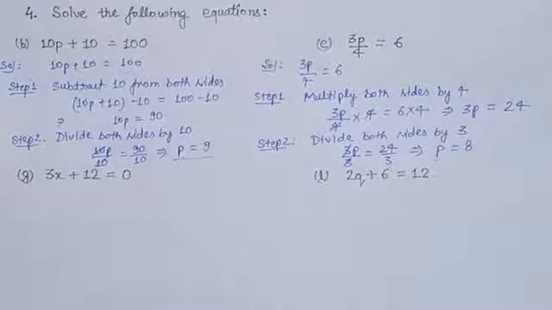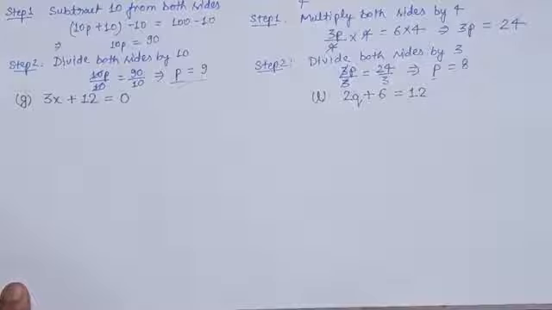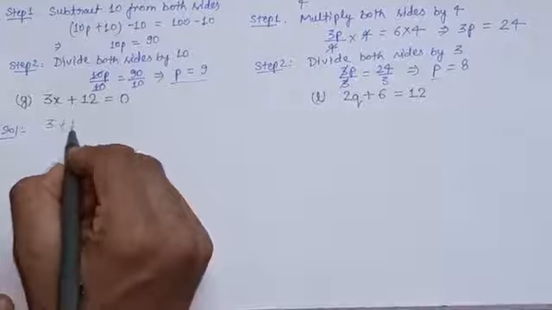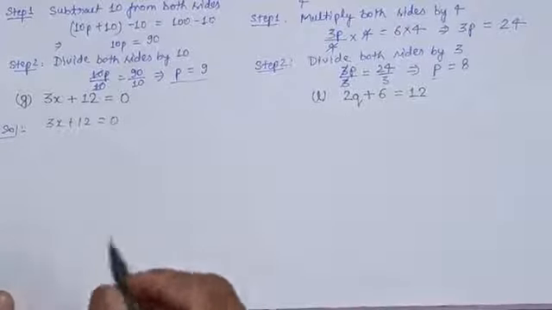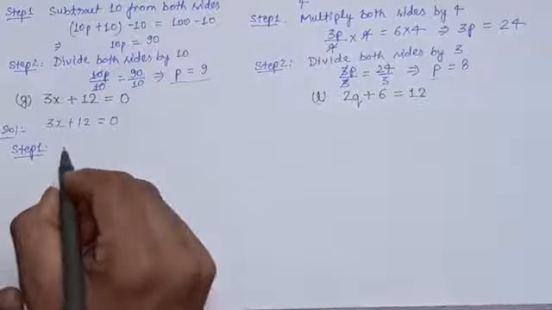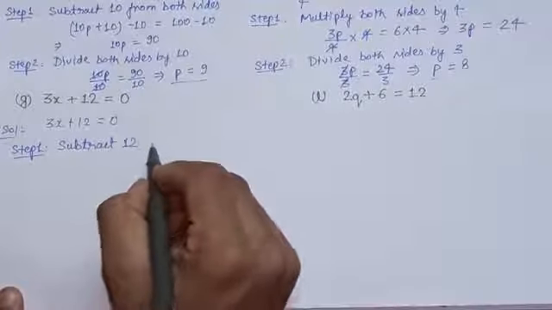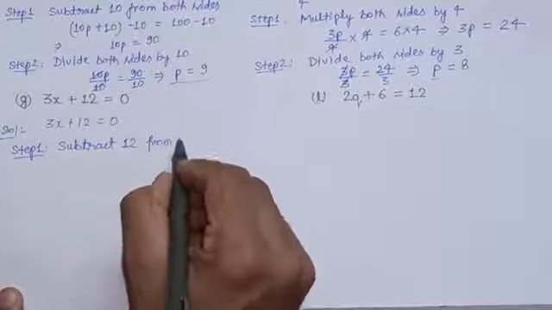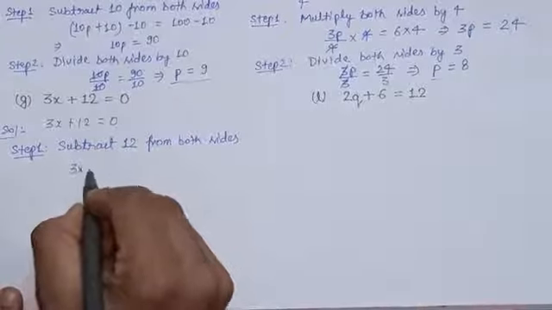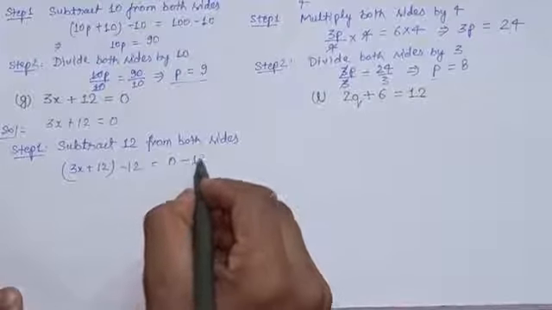In the same way, let us try to solve the next two parts. So in the next part we are given 3x plus 12 equals 0. So what is our step 1? In step 1, we have to subtract 12 from both sides. Subtract 12 from both sides. So what do we have? 3x plus 12 minus 12 equals 0 minus 12.